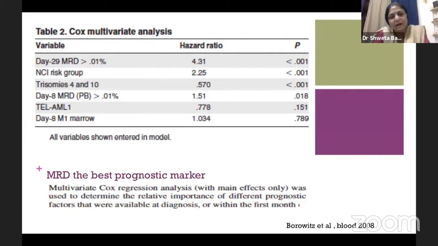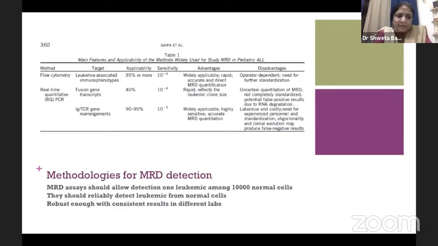So now the question is how we should do a robust analysis of MRD. MRD can be done by flow cytometry, or by a PCR technique, that is real-time quantitative RQ-PCR. In flow cytometry, we target the leukemia-associated immunophenotype, and this is applicable in almost 95% of patients, with a sensitivity of 10 raised to power minus 4. Advantages are that it is widely applicable, rapid, accurate, and allows direct MRD quantification. However, disadvantages are that it is operator dependent, needs further standardization, and requires a lot of expertise.